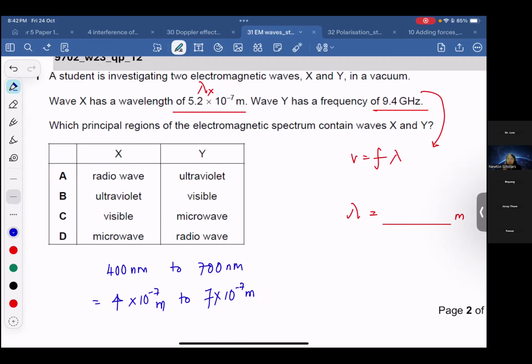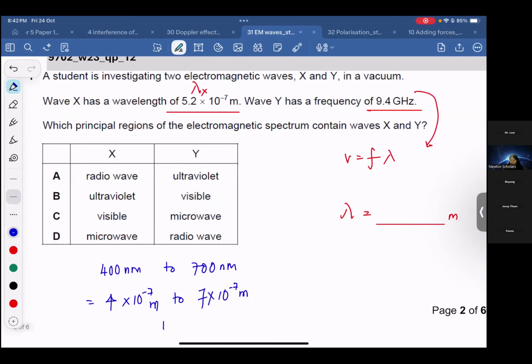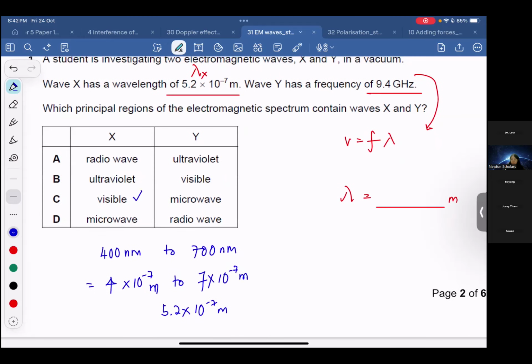The visible light range you have to memorize. The rest we estimate, agak-agak. Plus, minus, doesn't matter. So can you see that this 5.2 times 10 power of negative 7 is actually in between our visible light. So this is the answer. How about the other one?